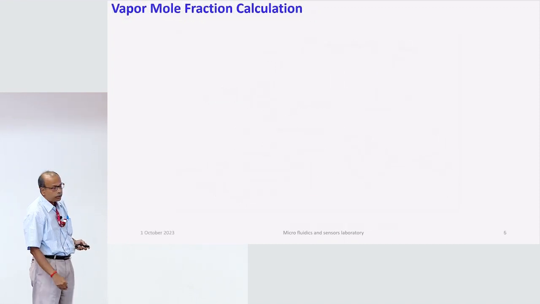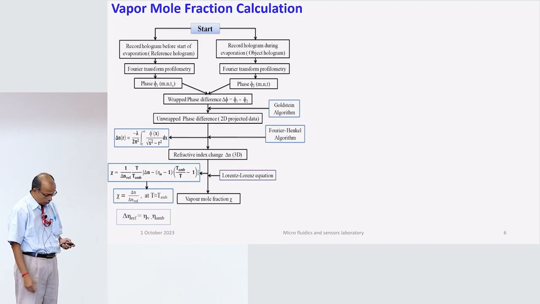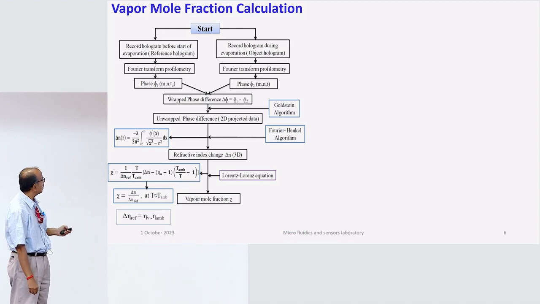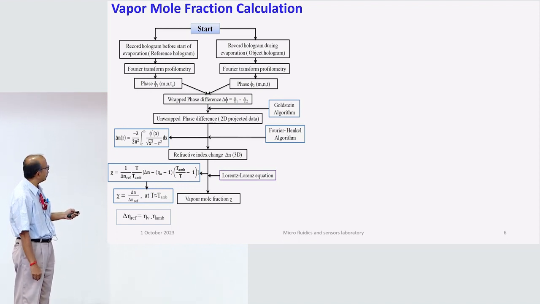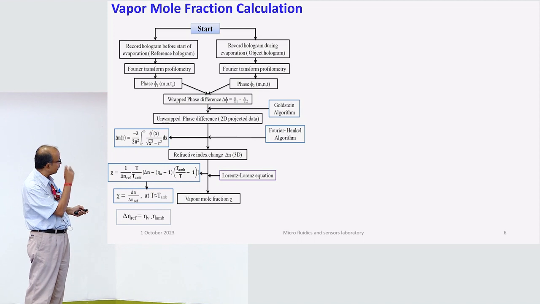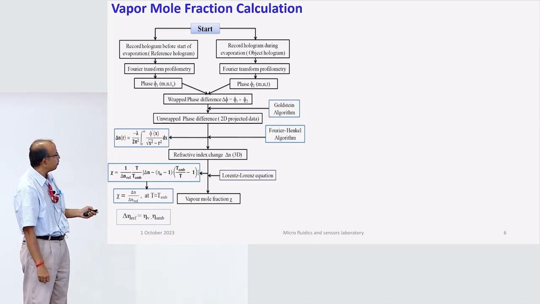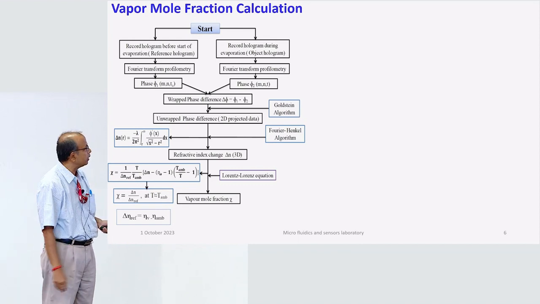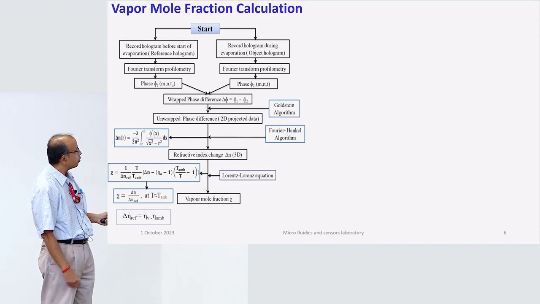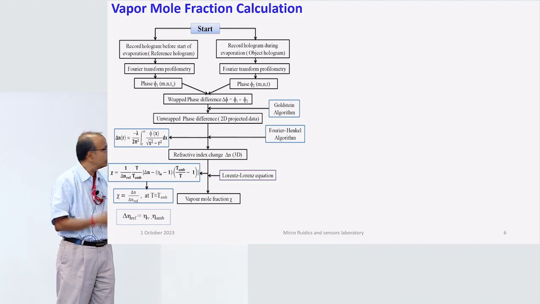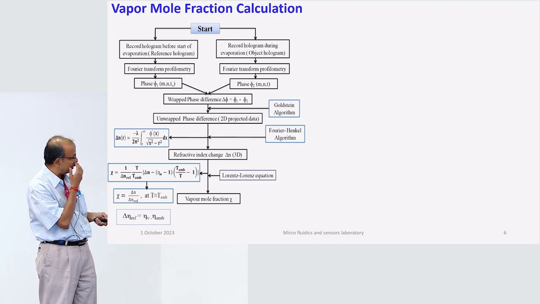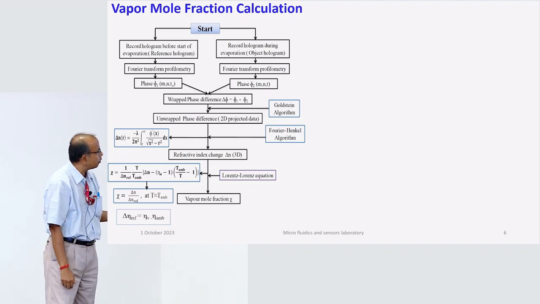After we have this, how did we do the calculation? That path is what I am trying to show here. You start by taking the reference hologram and the object hologram, and do Fourier transform profilometry, get the phase and get the wrapped phase difference. This is something we have been doing for many years. Then whatever phase difference you get is wrapped, and you have to unwrap the phase difference, and for this we developed the algorithm.